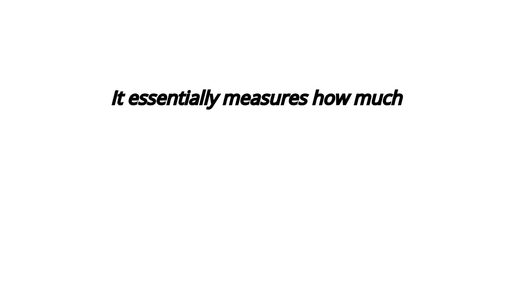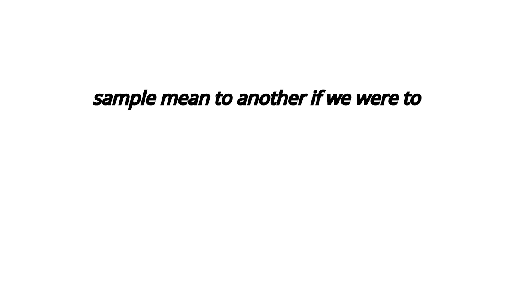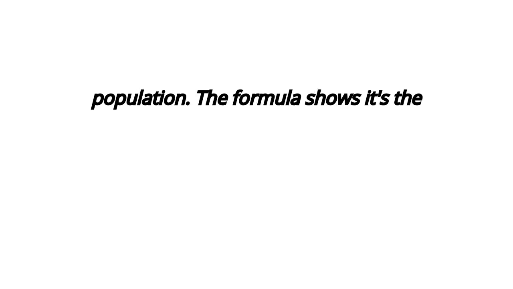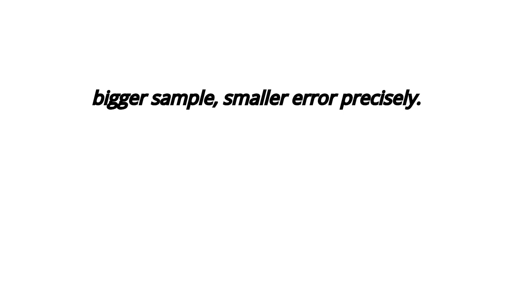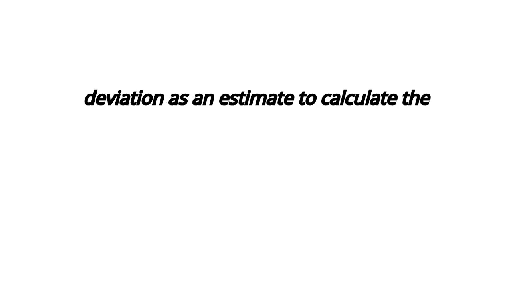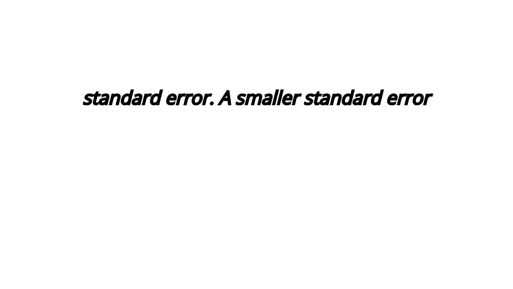It essentially measures how much variability we can expect from one sample mean to another if we were to repeatedly draw samples from the same population. The formula shows it's the population standard deviation divided by the square root of the sample size. So bigger sample, smaller error. Precisely. In practice, since we often don't know the population standard deviation, we typically use the sample standard deviation as an estimate to calculate the standard error.